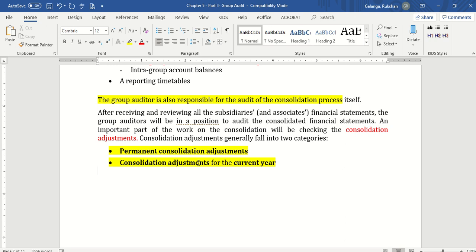So you should know that at the end of the day, when you prepare the consolidated financial statement, those balances have to be zero. There can't be any receivable or payable balance within a group. Why? Because you prepare the consolidated financial statement for a particular entity.